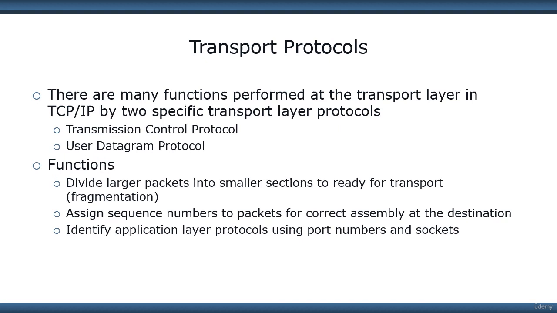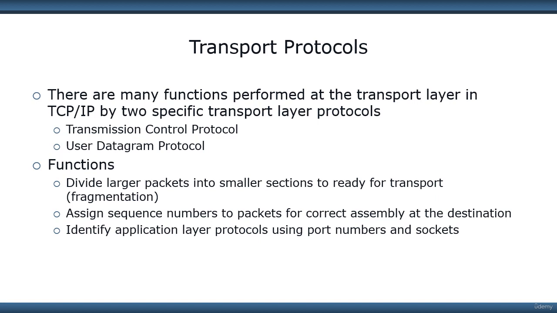So let's talk about the transport protocols in a little bit more detail first. There are a lot of functions that are performed in the transport layer by these 2 specific protocols, Transmission Control Protocol and User Datagram Protocol, as we've mentioned. First function is fragmentation or segmentation, where you're dividing larger packets into smaller sections that are then made ready for transport. In any case, you will be assigning sequence numbers because the packets have to be correctly put back together at the destination. We briefly talked about this with the OSI reference model because, again, it's the same concept. They'll also use port numbers and sockets to identify application layer protocols.